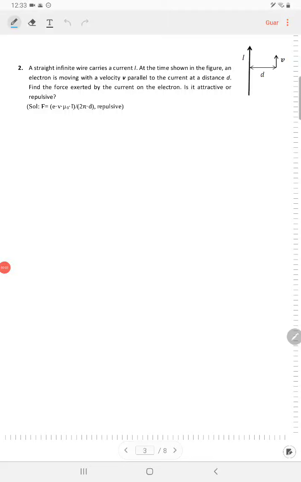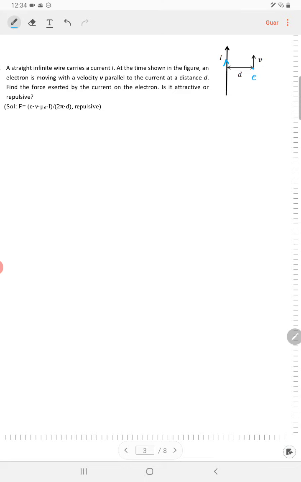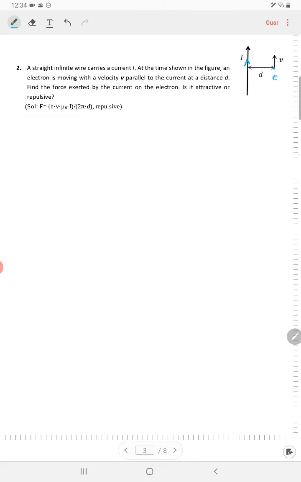In this video, we solve problem 2 of Unit 15. In this problem, we have a straight wire carrying a current with this sense, and we also have, at a distance d perpendicular to that current, an electron moving in the same direction as the current. So they ask us to calculate the force exerted on the electron.